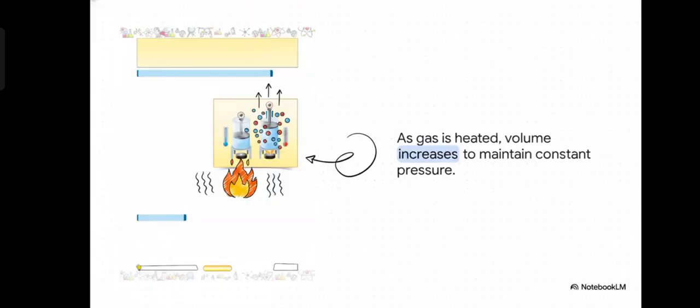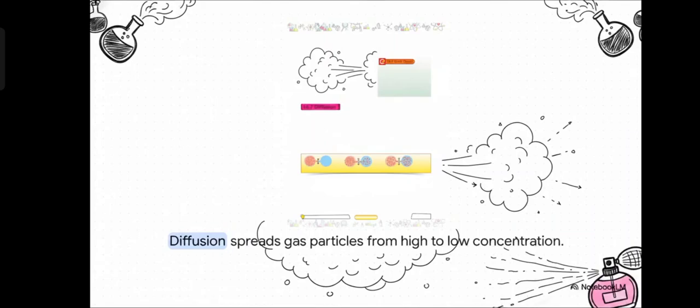To picture this, imagine a gas trapped in a cylinder with a movable piston. As a flame heats the gas from below, the particles speed up. To keep the pressure totally steady, the expanding gas simply pushes the piston upward, increasing the volume. Temperature goes up, volume goes up. It's a direct link.